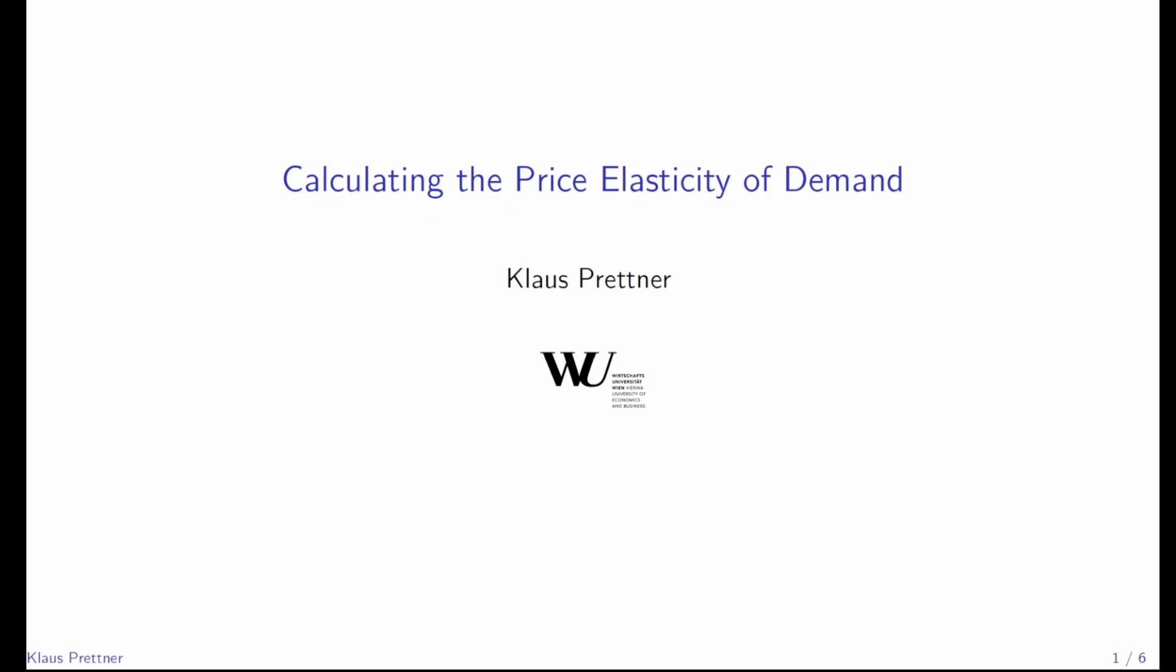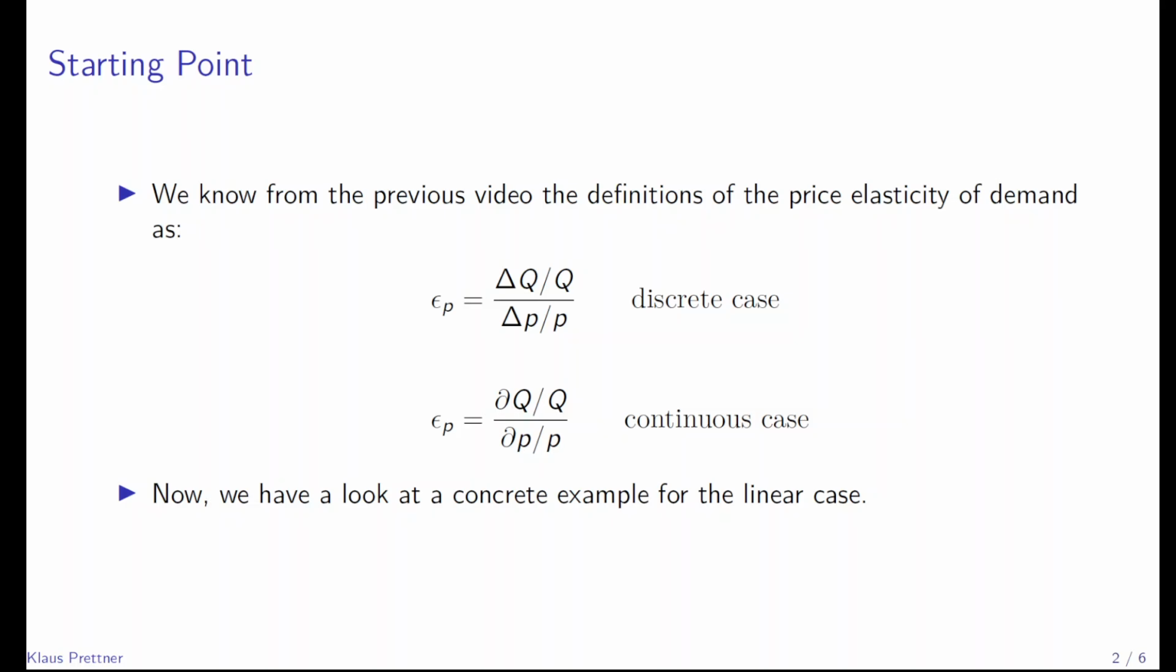In this video, I provide an example for calculating the price elasticity of demand. From the previous videos, we already know the definition of the price elasticity of demand, epsilon p, which is the percentage change in quantity as a response to a percentage change in price. In the continuous case, we can also write the derivative of the quantity with respect to the price as the percentage change, and the same with the price.